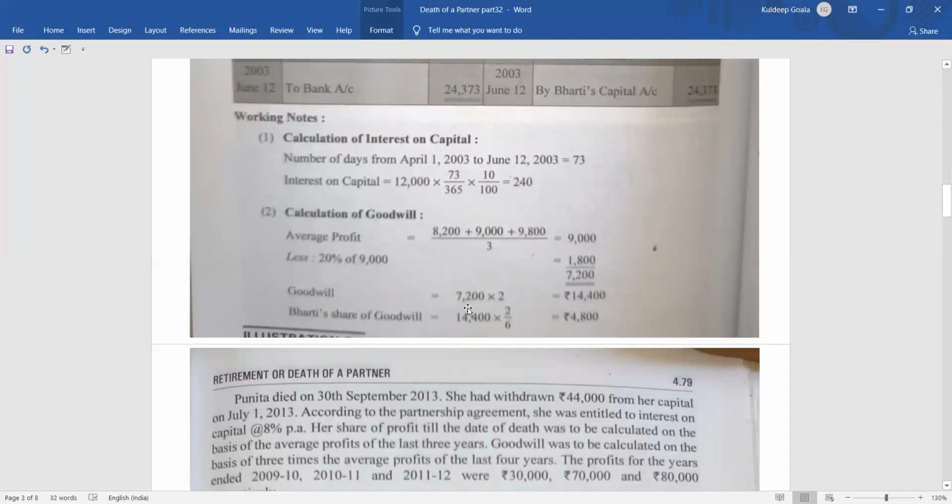Goodwill is twice the value of average profit minus 20%. So deducting 20%, 7,200 into 2 is 14,400 rupees, the goodwill. This is the total goodwill of the firm. So what will be Bharati's share of goodwill? It will be 14,400 into her share, that is 2 by 6. It is coming 4,800 rupees. Clear? So this is Bharati's share of goodwill.